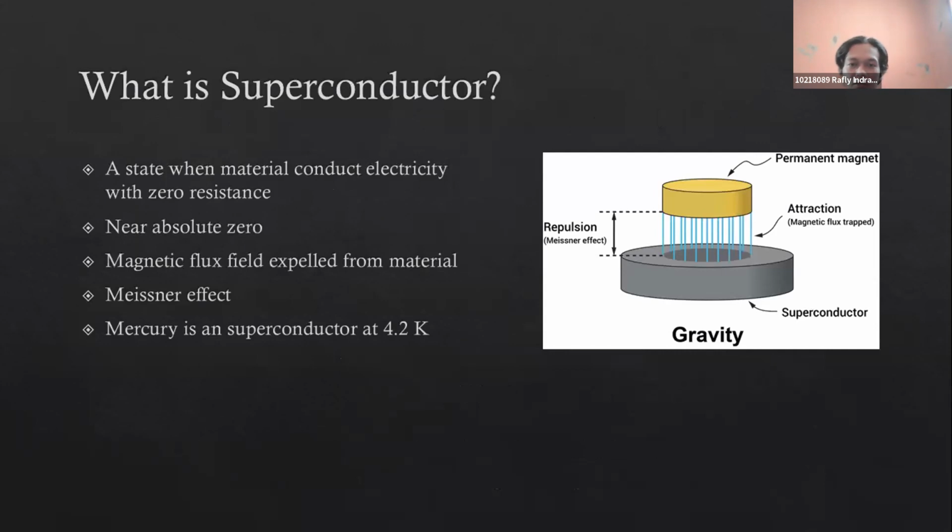First, what is a superconductor? A superconductor is one type of conductor that can conduct electricity with near zero resistance. So with this material, the electrical resistance can be near zero or absolute zero. But superconductor behavior can only happen at near zero temperature, near 0 Kelvin.